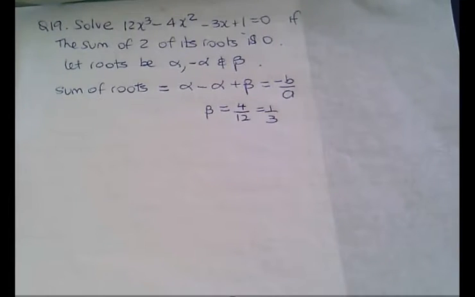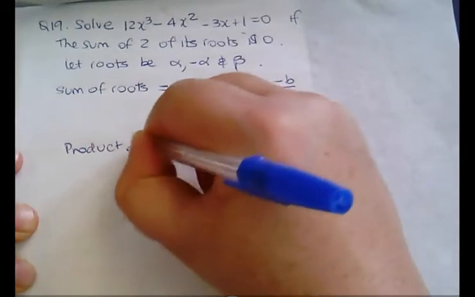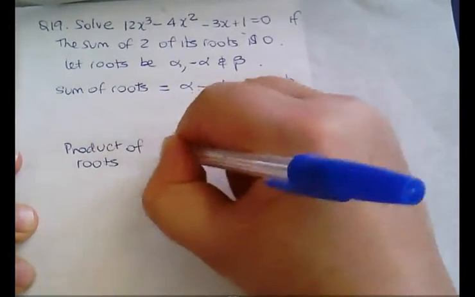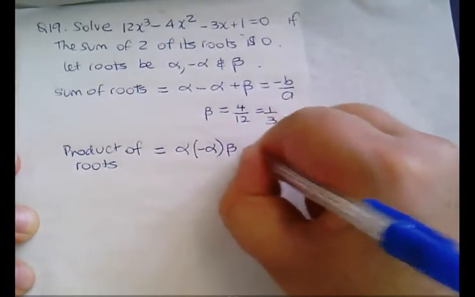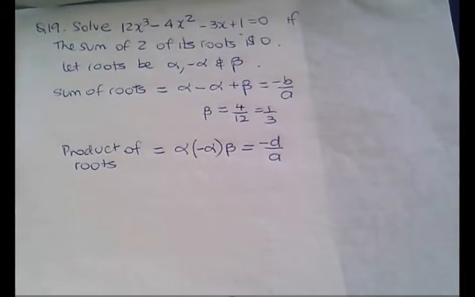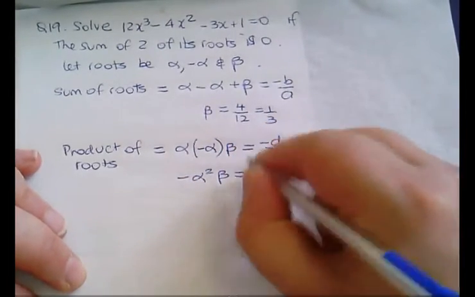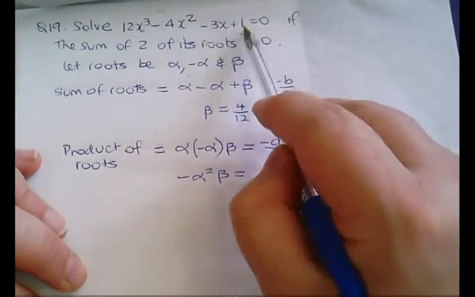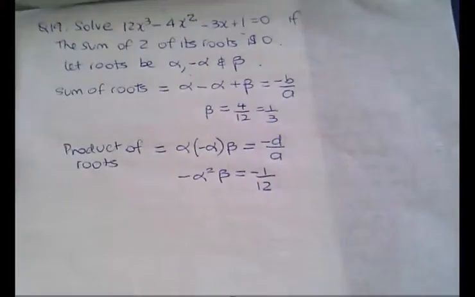All right, what are we going to do? Product of roots? Let's do our product of roots. Product of roots is alpha times negative alpha times beta. Isn't that negative d on a? Now we know what beta is as well. So let's go negative alpha squared beta. Negative d on a, we've got a, b, c, d. D is 1. So it's negative 1/12.